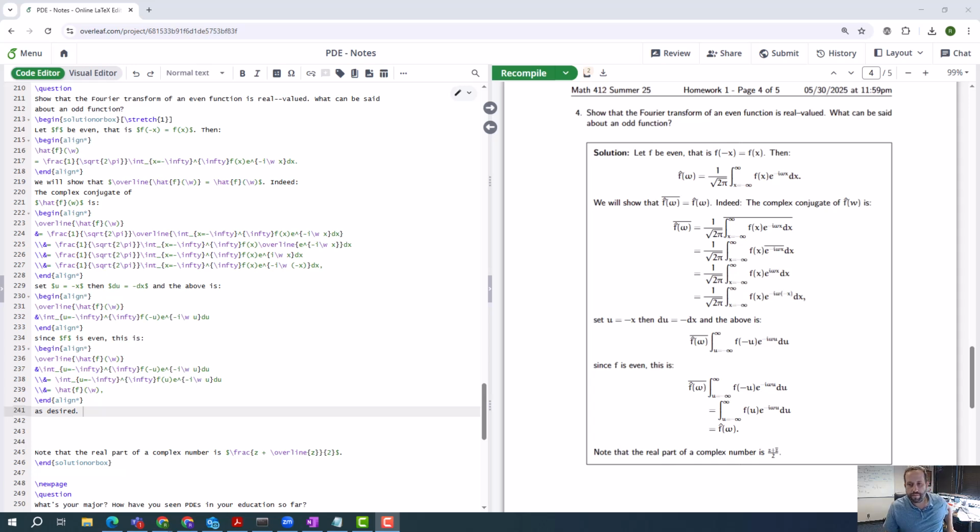Now, the corresponding statement, what the prediction should be, is that if f is odd, then its Fourier transform is pure imaginary. So notice that if you multiply a complex number by i, the real and imaginary parts change, because if you have a plus ib, you multiply it by i, it becomes minus b plus ia.